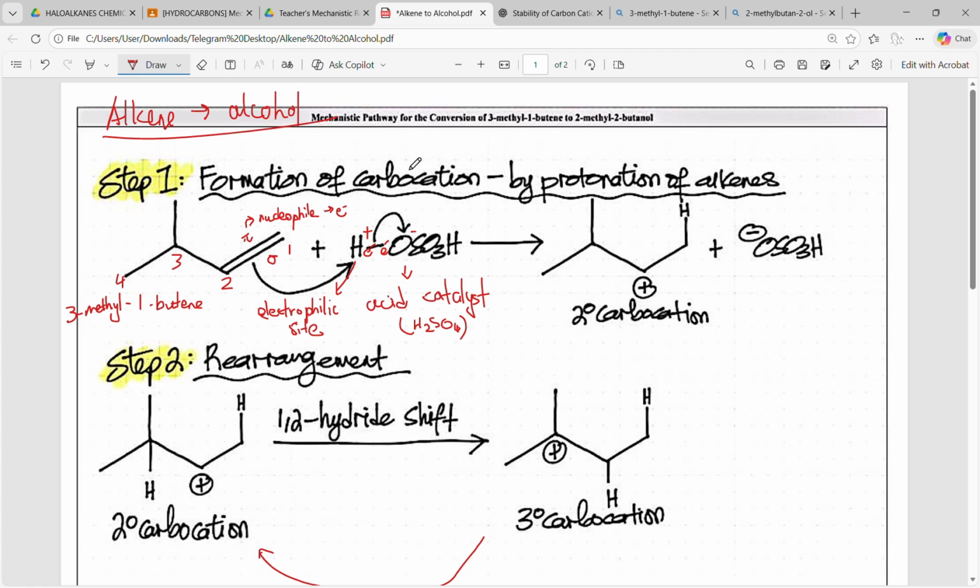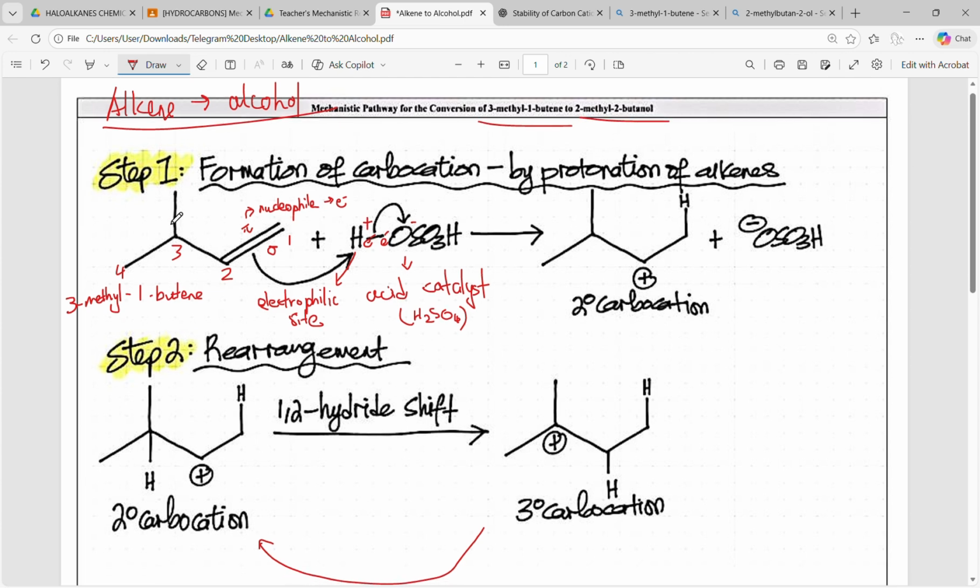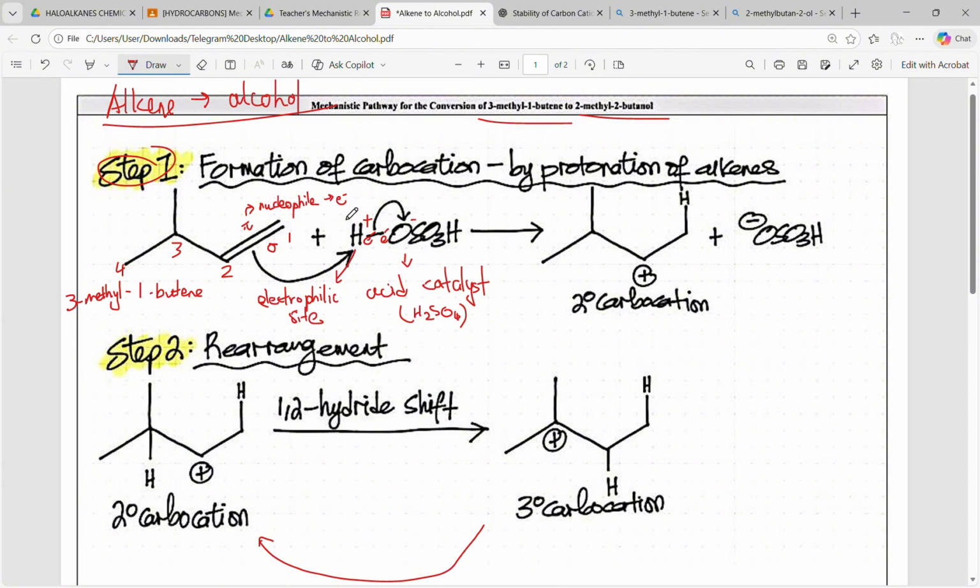Everyone, so today we are going to learn how an alkene can be converted to alcohol. In this video we use 3-methyl-1-butene, and we get a final product of 2-methyl-2-butanol. So our first step is the formation of carbocation, right?